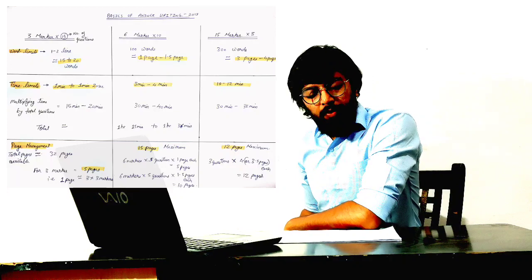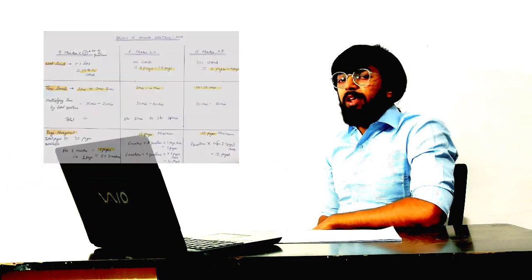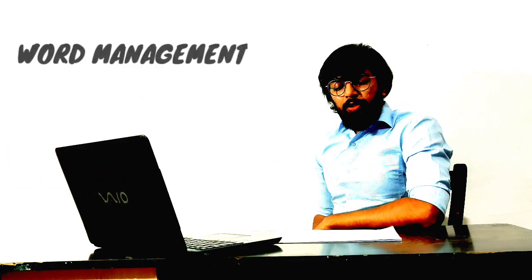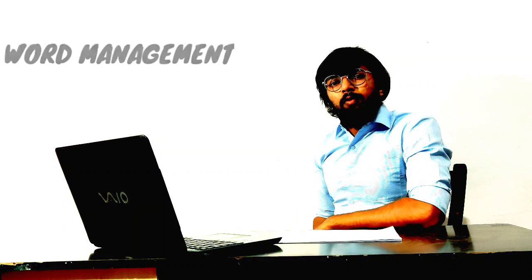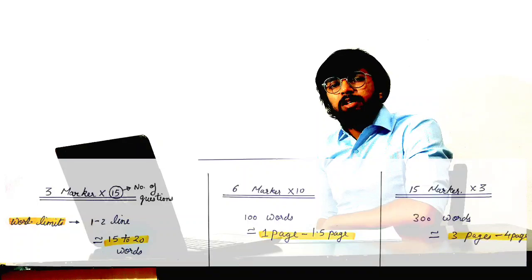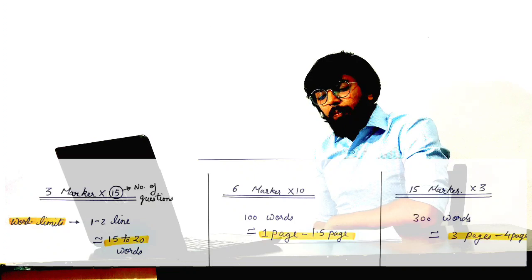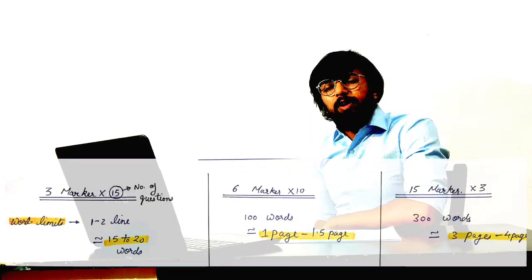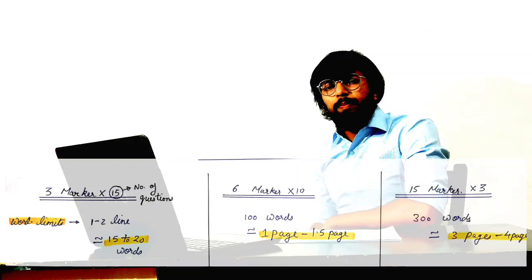First is the 3-marker question, then the 6-marker question, then the 15-marker question. The basic things first. The word limits are: for a 3-marker it's 1 to 2 lines, for a 6-marker it's 100 words, approximately 1 to 1.5 pages of your answer writing copy, and the 15-marker question accounts for up to 300 words, approximately 3 to 4 pages of your answer writing copy.